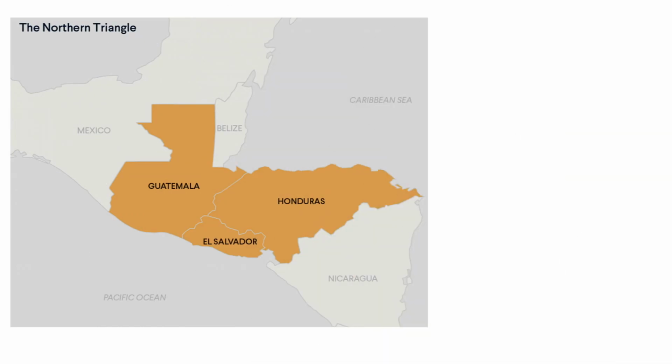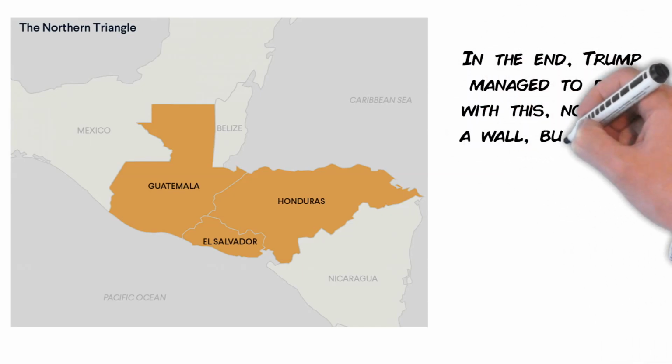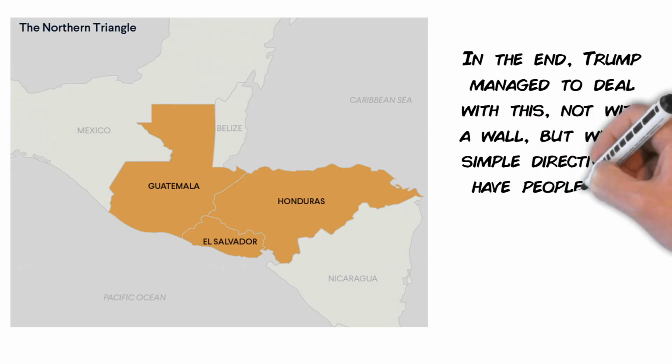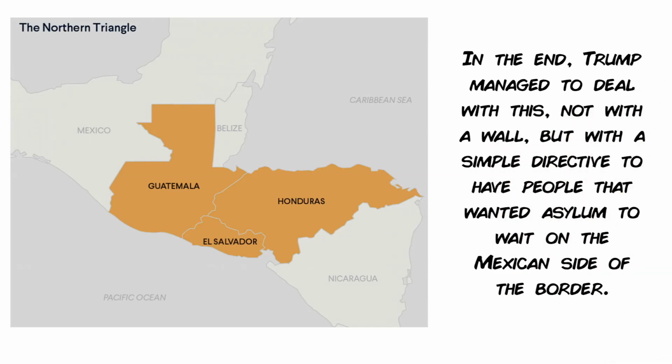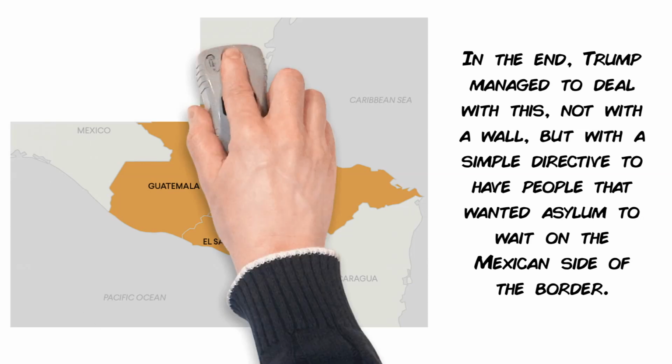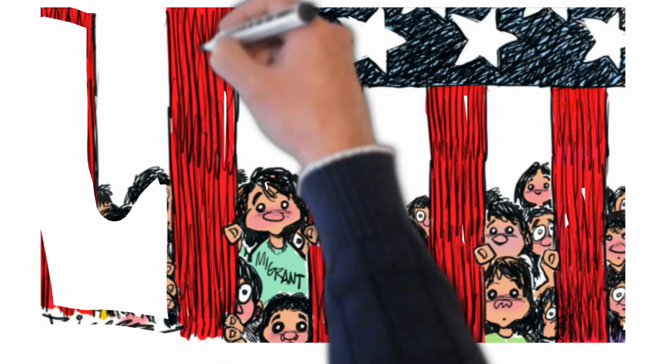In the end, Trump managed to deal with this, not with a wall, but with a simple directive to have people that wanted asylum to wait on the Mexican side of the border. This created numerous camps on the Mexican side in horrible conditions, but making it to the other side wasn't necessarily better, as even occasionally before Trump, but especially once he became president, the separation of families became standard government policy.